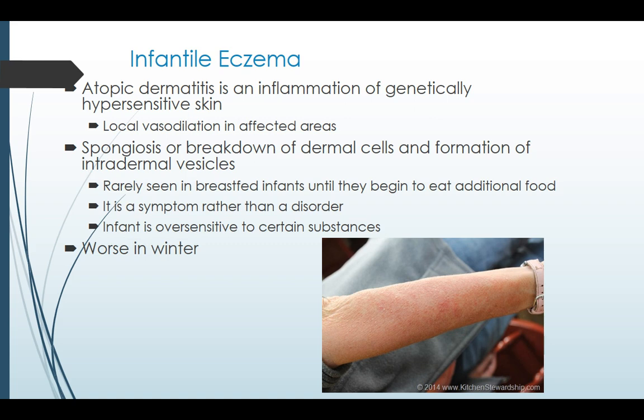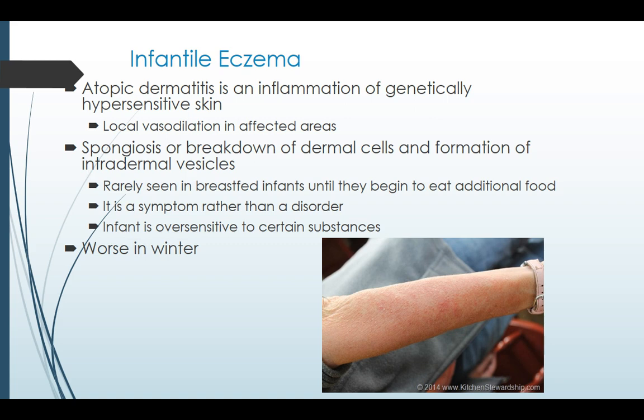Infantile eczema. Eczema, or atopic dermatitis, is an inflammation of genetically hypersensitive skin. Spongiosis, or breakdown of the dermal cells and formation of intradermal vesicles. Rarely seen in breastfed infants until they begin to eat additional foods. Worse in the winter. Lesions are easily infected with bacterial or viral agents.